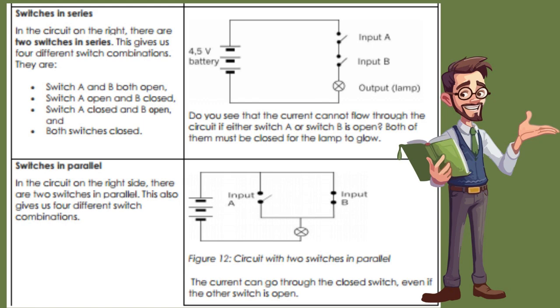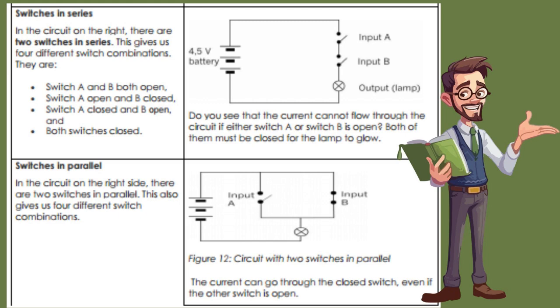Switches in series. In the circuit on the right, there are two switches in series. This gives us 4 different switch combinations. They are switch A and B both open, switch A open and B closed, switch A closed and B open, and both switches closed. Do you see that the current cannot flow through the circuit if either switch A or switch B is open? Both of them must be closed for the lamp to glow.